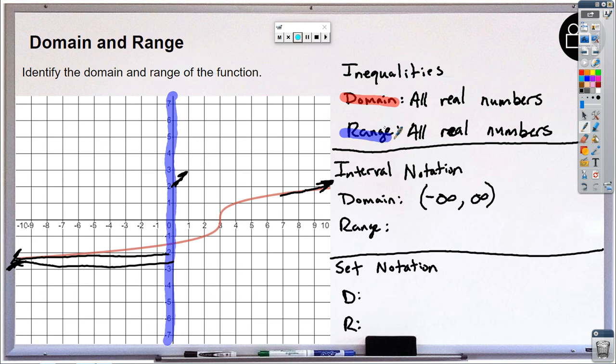Same thing, domain and range. Since these two are the same, I'm going to have that same notation as well, negative infinity to positive infinity also. For your set notation, remember we want to bracket it in.